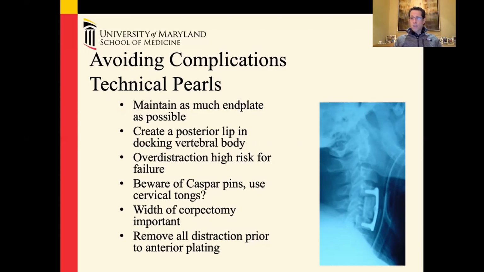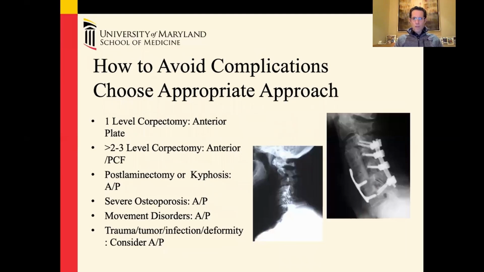Once again, pay attention to the width of the corpectomy, stay within the confines of the uncovertebral joint, and I remove all my distraction prior to anterior plating. I think another way of avoiding complications is choosing the appropriate approach.